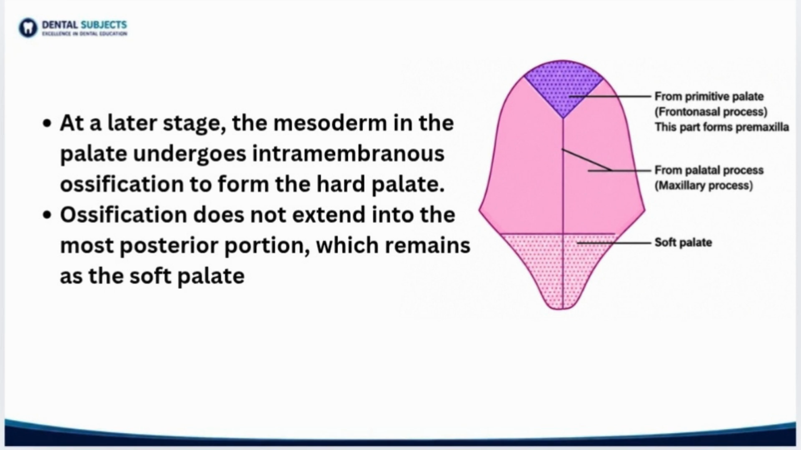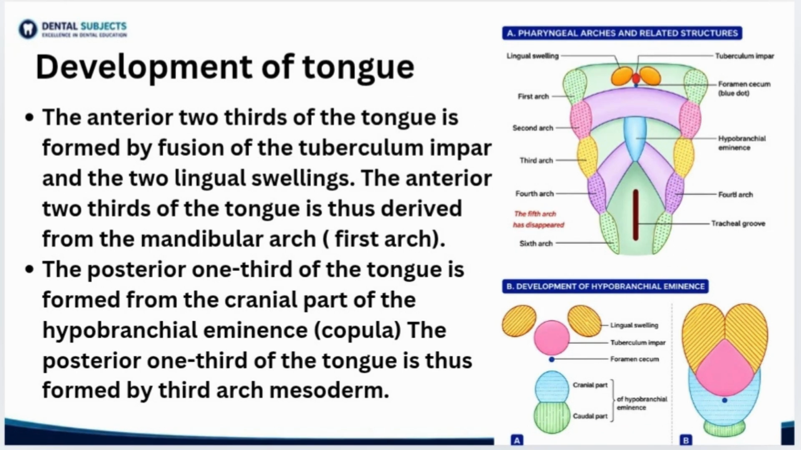At a later stage, the mesoderm in the palate undergoes ossification to form the hard palate. The ossification does not extend into the posterior part. That part is known as the soft palate. Next, the development of the tongue.